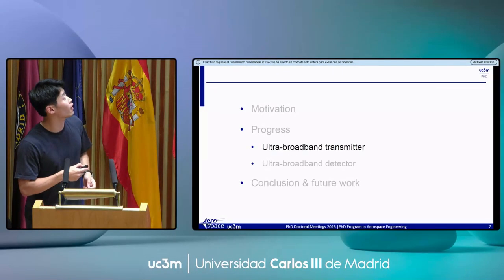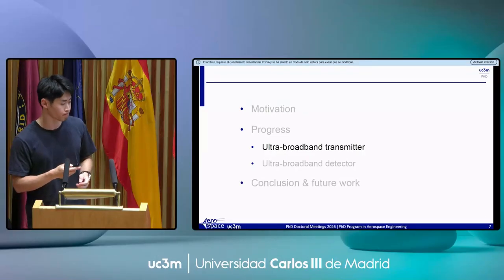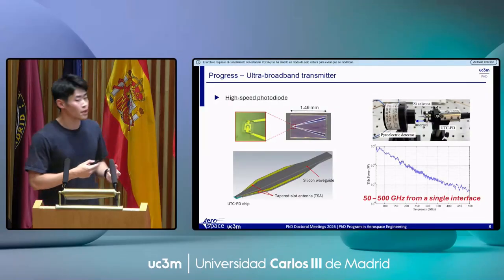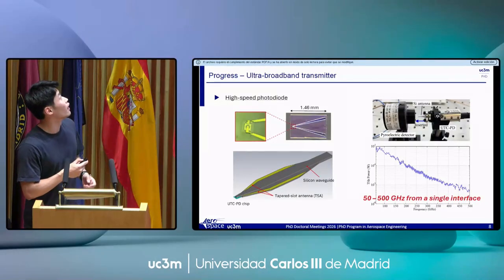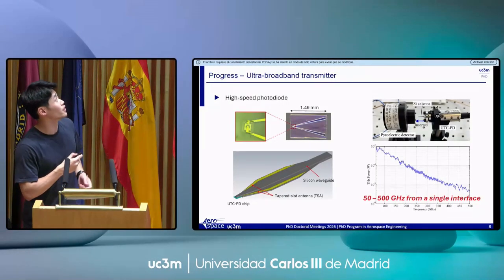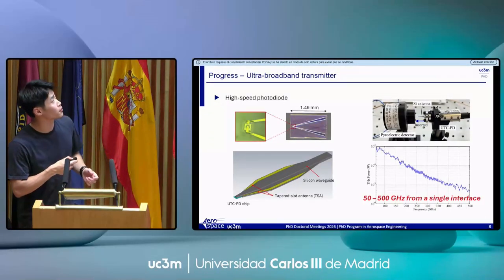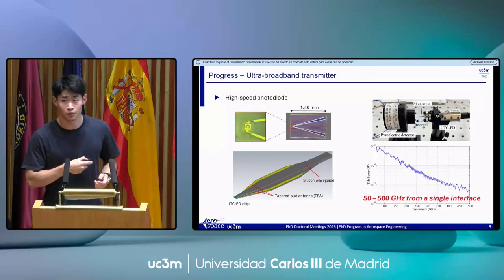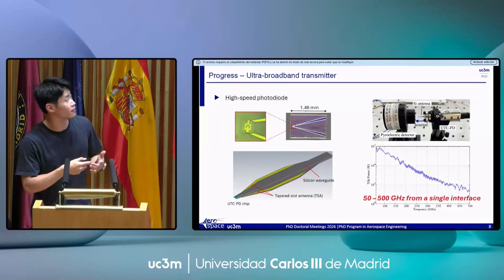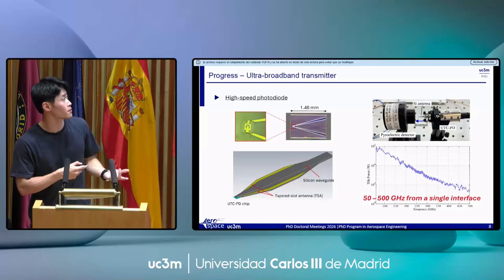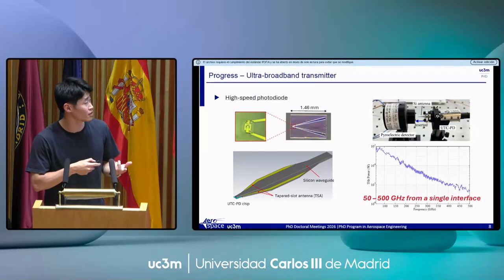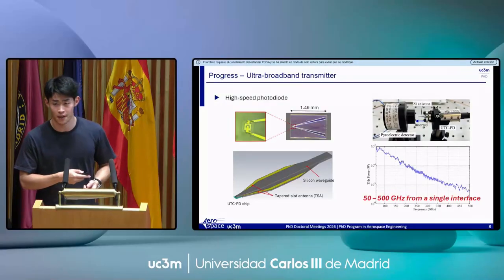Okay, so I'll talk about the progress on the ultra broadband transmitter. Previously, we developed an ultra broadband transmitter using a high-speed photodiode. We integrated this photodiode chip into a silicon platform, packaged it and characterized it, and we observed terahertz signals from 50 to 500 gigahertz from a single interface.